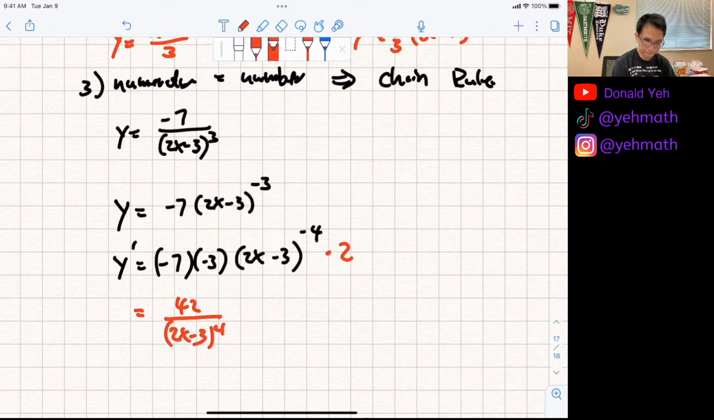Where did the -2 come from? Just not -2 times 2. Derivative of the derivative of this.